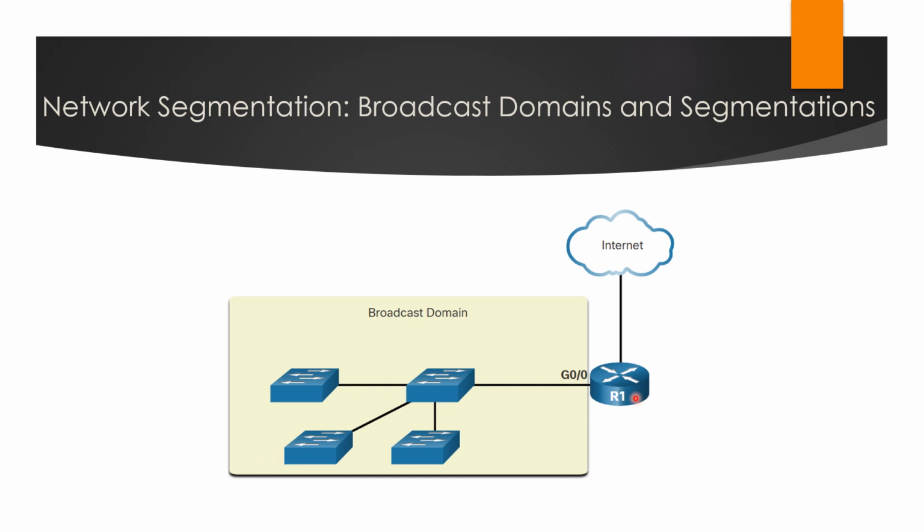Routers do not propagate broadcasts. When a router receives a broadcast, it does not forward it out other interfaces. For instance, in this figure, when Router 1 receives a broadcast on its GigabitEthernet 0/0 interface, it does not forward it to another interface. Therefore, each router interface connects to a broadcast domain, and broadcasts are only propagated within the specific broadcast domain.